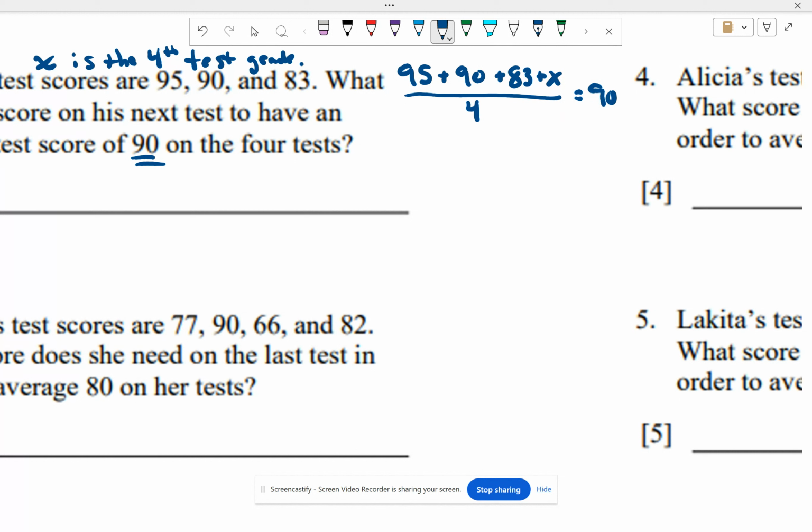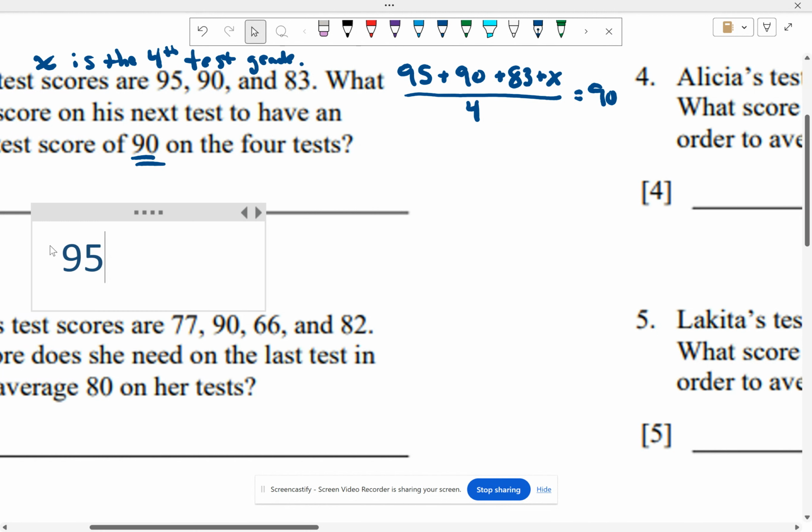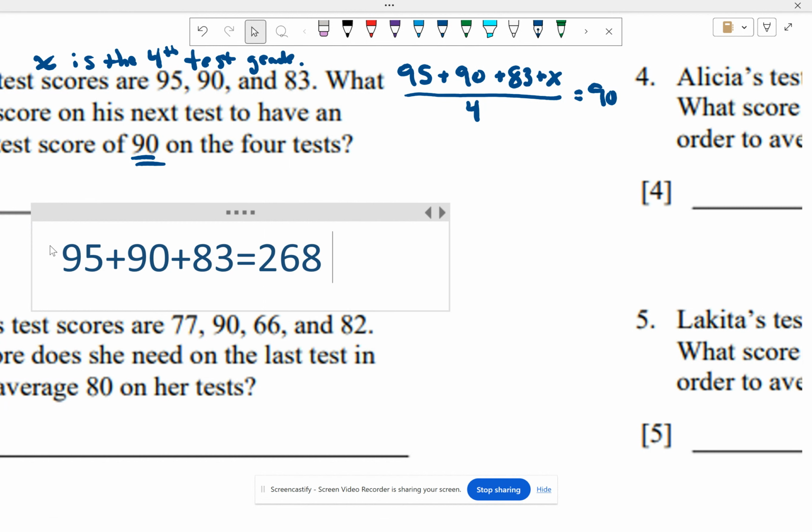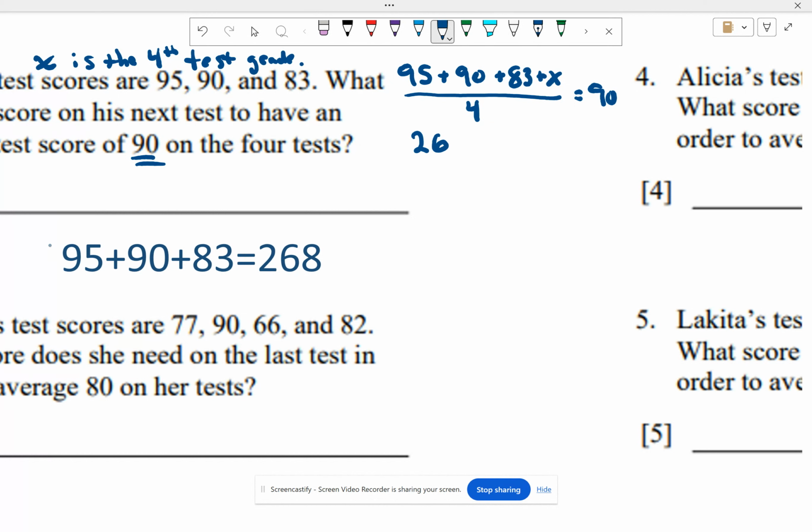So first thing I'm going to do is add 95 plus 90 plus 83. I'm going to just do that over here on the side. So the first 3 grades add up to 268. Now, to undo dividing by 4, I'm going to multiply both sides by 4. So if the average of 4 grades is a 90, that means all 4 grades have to add up to 90 times 4, have to add up to 360. So if all 4 of your grades add up to 360, what must this last grade be?